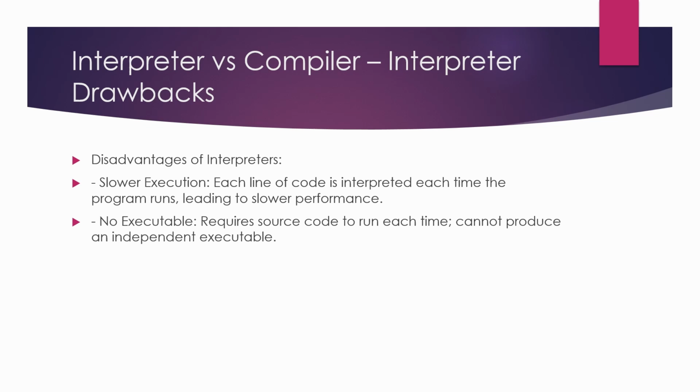While interpreters offer flexibility, they also have significant downsides. The primary issue is slower execution speed, as the code must be interpreted each time it runs. Moreover, because there's no separate executable, the source code must be present to execute the program.